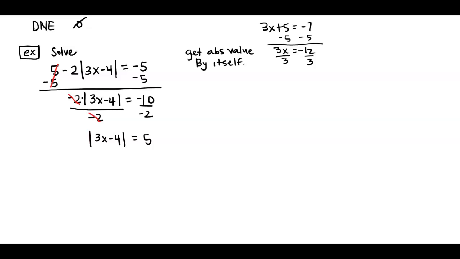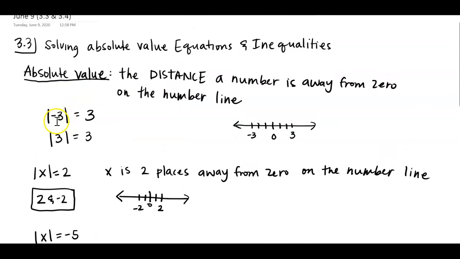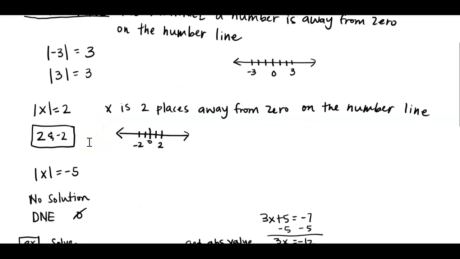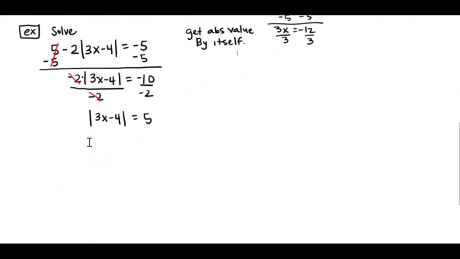So now, remember up here when we talked about there being two different numbers that would give us the same answer? That gives us 3 in this case. Negative 3 is 3 places away from 0, and 3 is 3 places away from 0. So when we're solving this equation, we've got to check both the positive and the negative. It's really important that you remember that when you have absolute value, you've got to write out 2 different equations.